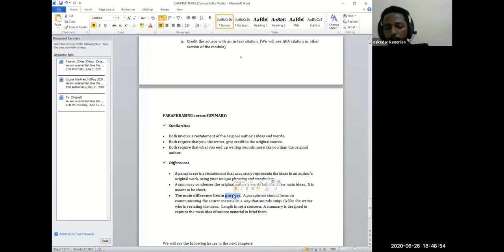It could be one paragraph or two paragraphs. You can simply put it in 2 or 3 lines. However, if you paraphrase 2 or 3 paragraphs, more or less, your paraphrase is also going to be 2 or 3 paragraphs. They are almost identical in length and detail.